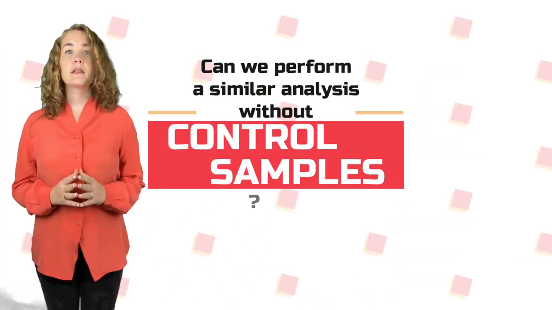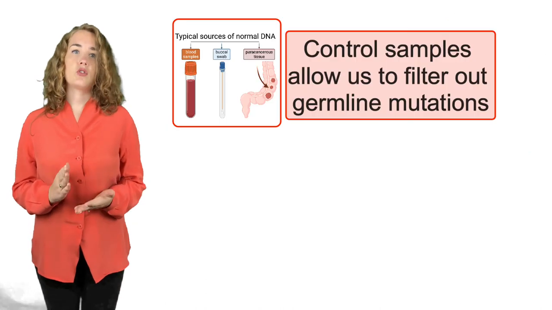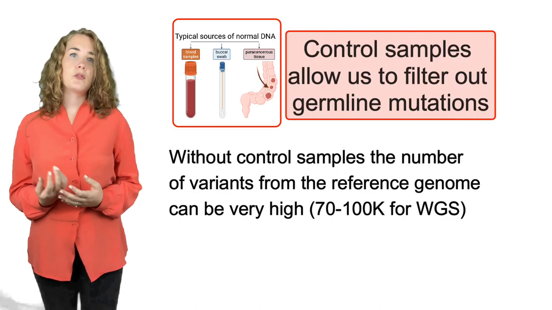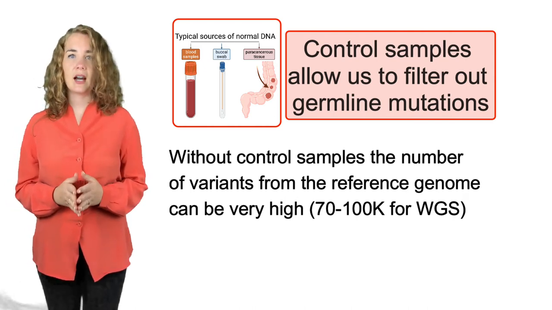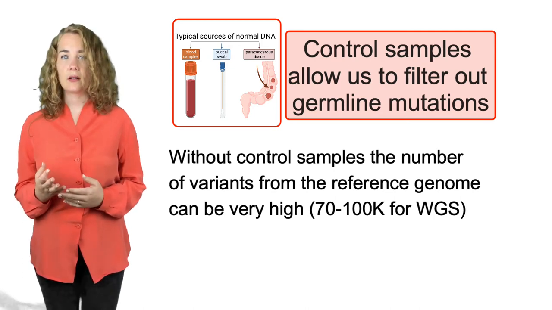Can we perform a similar analysis without the normal samples? Without a matched normal sample to filter out germline mutations, the number of variants from the reference genome for each individual can be very high, sometimes like 70 or 100,000 variants.